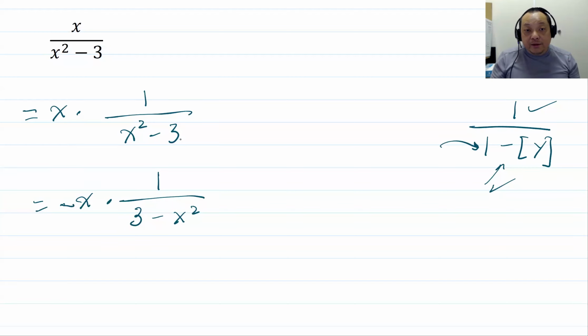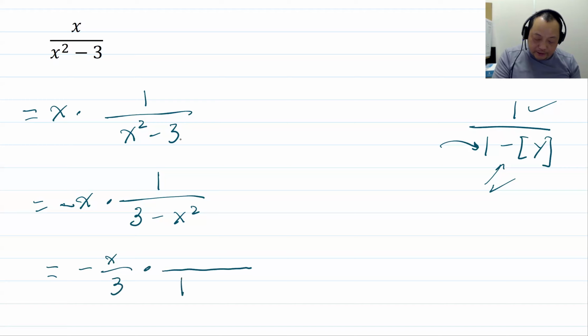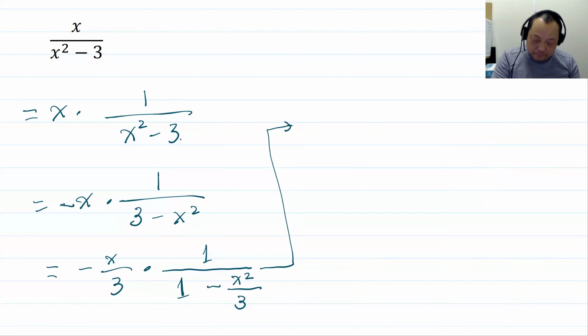I have a 3, I need it to make it into a 1. So what do I do? I factor that 3 out. When I factor the 3 out, then the 3 becomes a 1. The x squared becomes x squared over 3. Now I have the form I need.